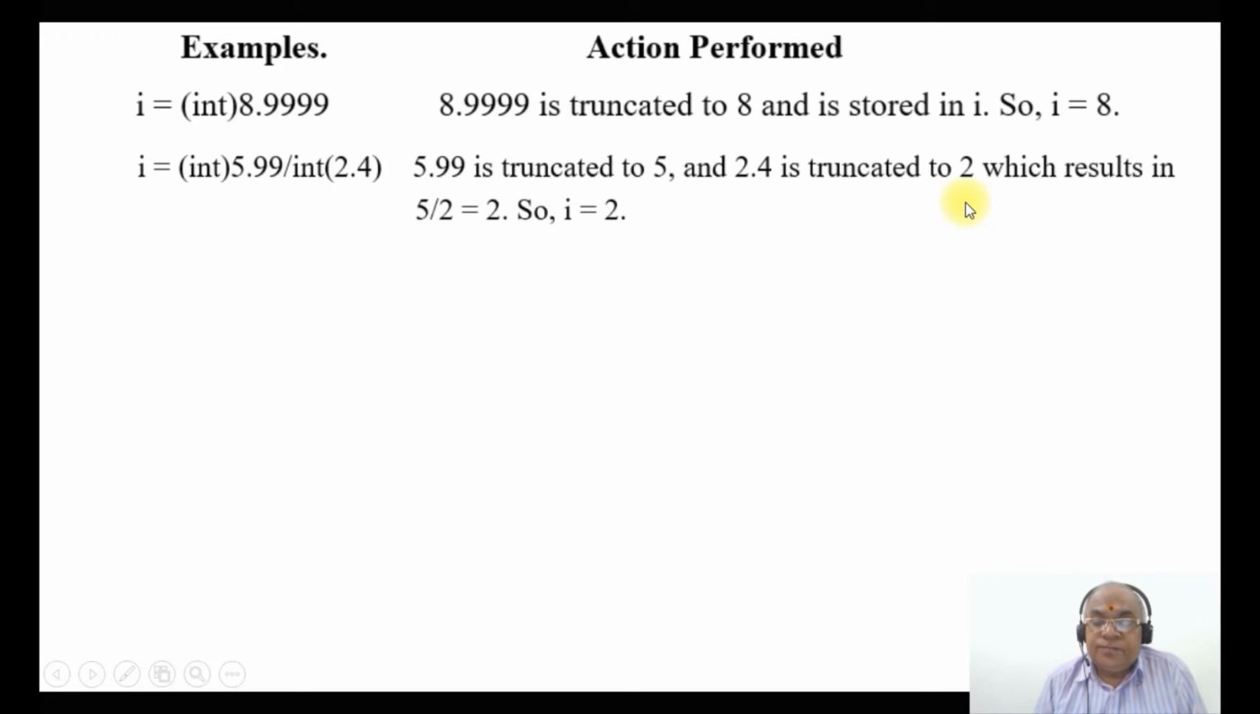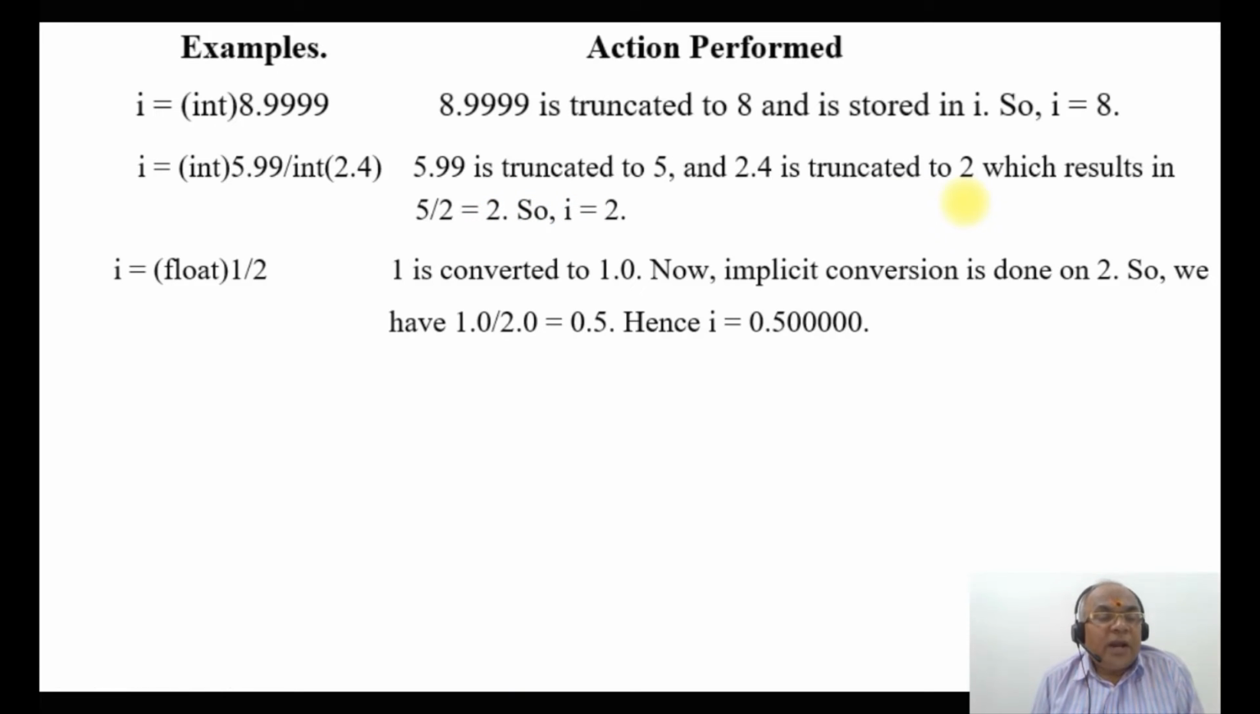So I will be equal to 2. So float 1 by 2. So 1 is converted into 1.0. Now implicit conversion is done on 2. Why? Because the numerator is a float. So automatically this is float 1, which you are forcibly converting. So that is the explicit conversion. Then divided by 2, so float divided by integer. The integer is automatically converted into float because of the implicit conversion done on 2. So we get 1.0 by 2.0. Hence the result, psi, will be equal to 0.5 followed by 5 zeros.